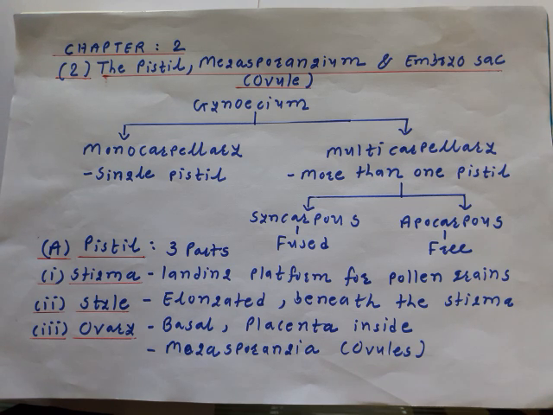Multicarpellary gynoecium has two types: syncarpous and apocarpous. In the first type, syncarpous, the carpels are fused. In apocarpous they are free. So this way we can classify gynoecium in a flower.